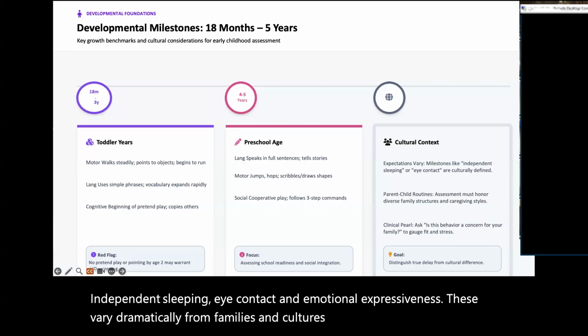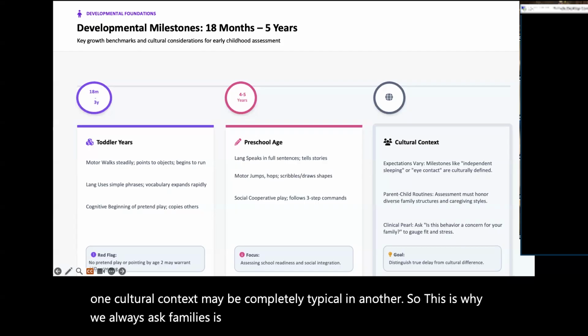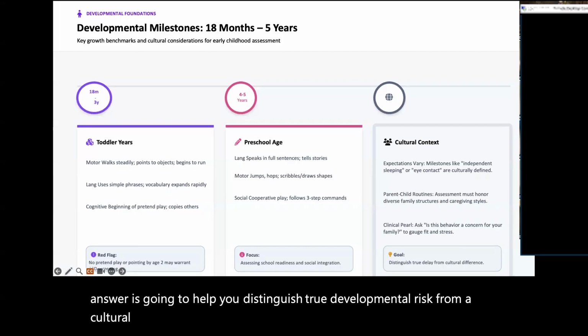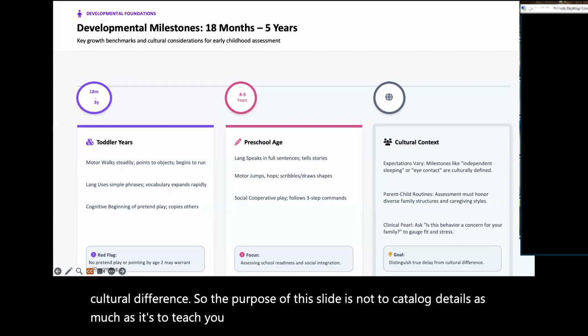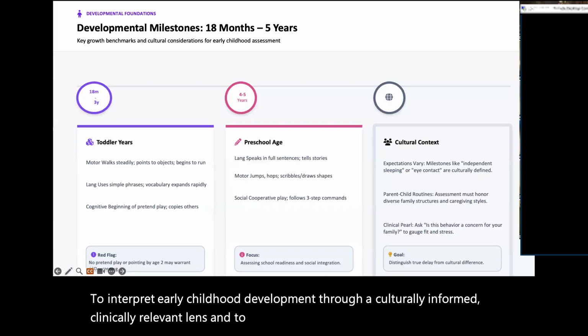So what looks like a delay in one cultural context may be completely typical in another. So this is why we always ask families, is this behavior of concern to you? Because their answer is going to help you distinguish true developmental risk from a cultural difference. So the purpose of this slide is not to catalog details as much as it's to teach you how to interpret early childhood development through a culturally informed, clinically relevant lens, and to pick up on red flags rather than to memorize checklists.